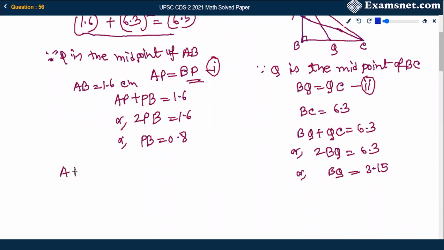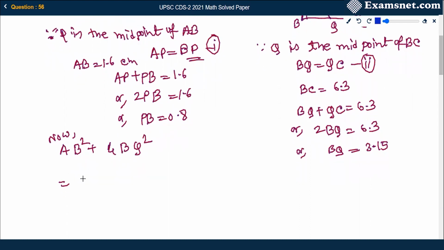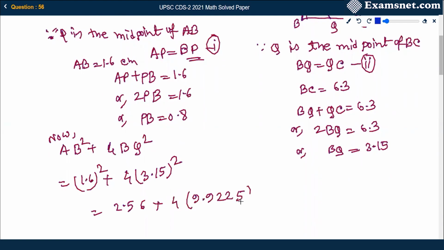So here, now the statement AB square plus 4BQ square. We have already got AB square, that is 1.6 whole square, plus 4 multiplied by BQ, 3.15 whole square. If we further calculate it, we will get 2.56 plus 4 times 9.9225. It will give us 2.56 plus 39.69, 42.25 centimeter square. That is the value of this given expression, 42.25 centimeter square.